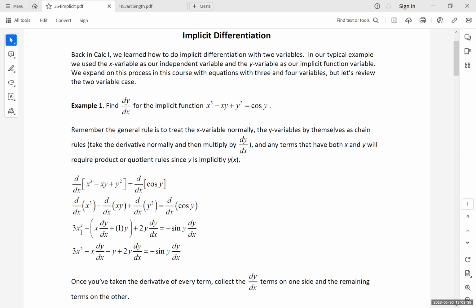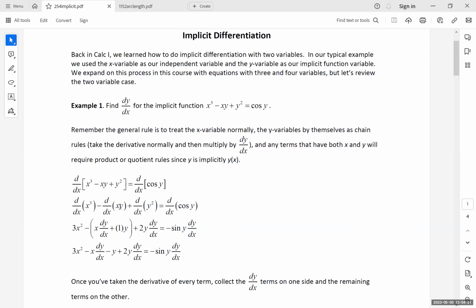It's just 3x squared. Now, for the chain rule portions, the ones where we're taking the derivative of y and there are no other x's, we take the derivative of the y term just like we normally would. But then by the chain rule, we also multiply by the derivative of y. So y squared becomes 2y y prime. And same thing for cosine y, the derivative is minus sine y times the chain rule factor, y prime, or dy/dx.